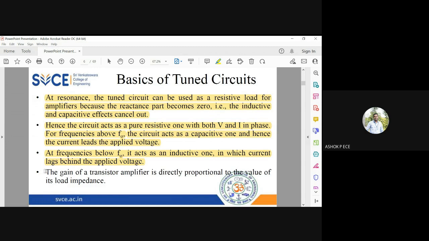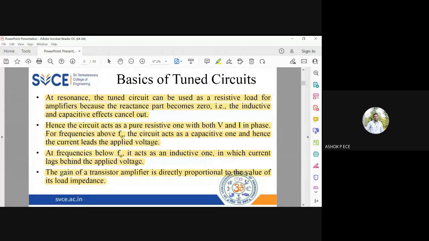Whatever transistor gain you have is directly proportional to the load impedance. Here, on the load side, we have a tank circuit. When L and C cancel at the resonating frequency, only the resistance value is there, and that contributes to the gain of the amplifier. So in a tuned circuit, we bother more about the resonant frequency, because that is the frequency at which you get maximum gain. We don't essentially measure bandwidth for a tuned circuit, because it operates only for a very limited band of frequencies. So we are more bothered about F naught, which decides the frequency of operation of the entire circuit.